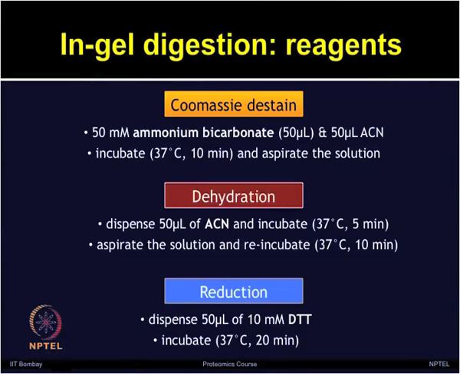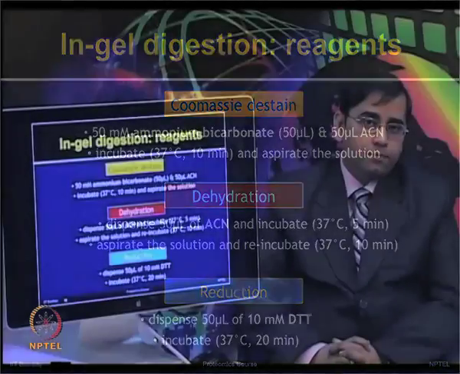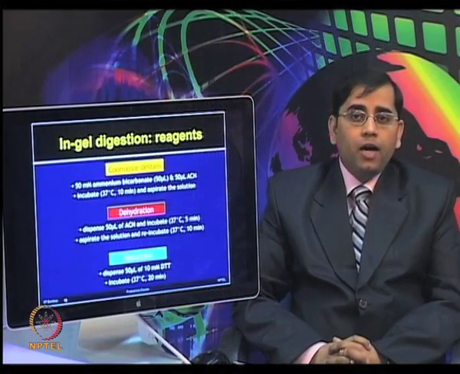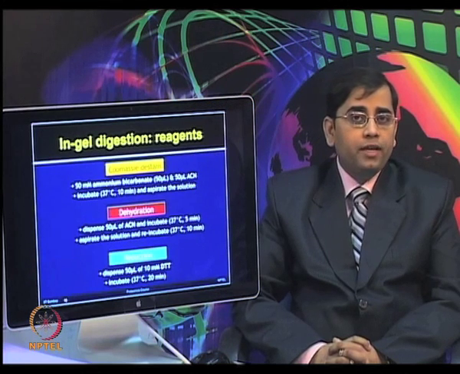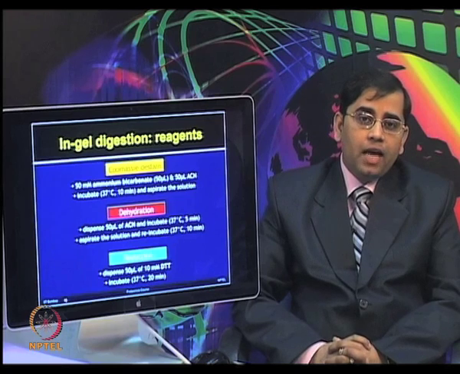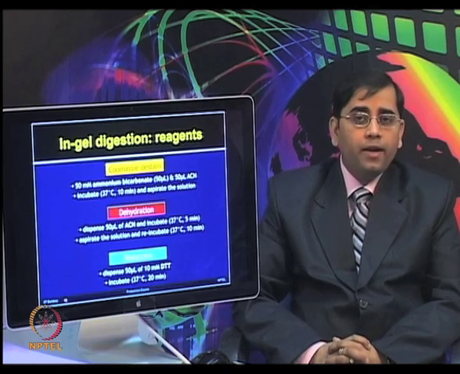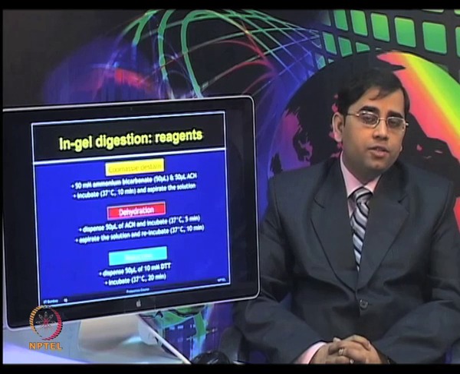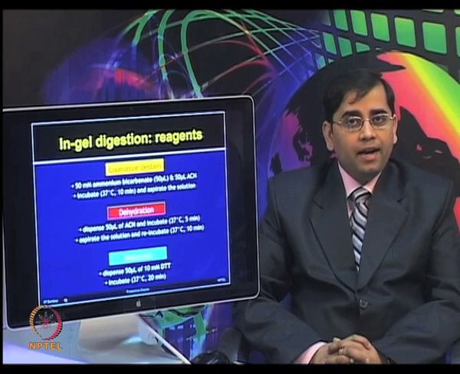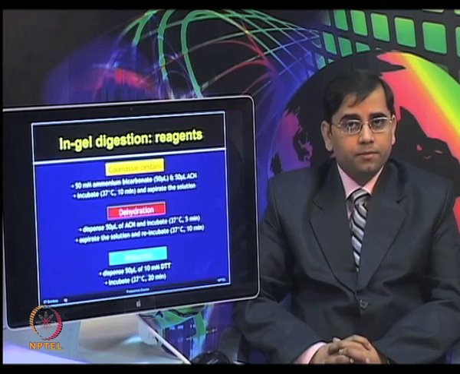The excised gel pieces should be washed with the bicarbonate buffer and acetonitrile for removal of the staining agent. You can see the recipe in the slide. We will talk more about how to do these experiments when we come to the animation of these steps. Acetonitrile reduces the hydrophobic interaction between protein and the stain, while the ionic solution decreases the ionic interaction between the negatively charged Coomassie Brilliant Blue dye and the positively charged protein.